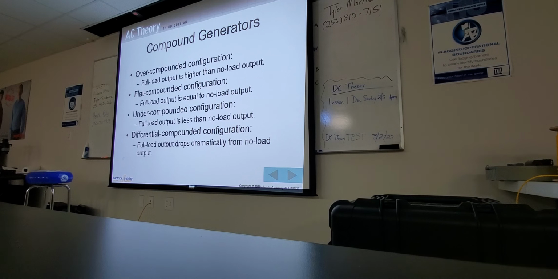An over compounded configuration generator results in a full load output that is higher than the no load output. A flat compounded configuration results in the full load output being equal to the no load output. Under compounded, the full load is less than the no load. And differential compounded, full load output drops dramatically from no load output.